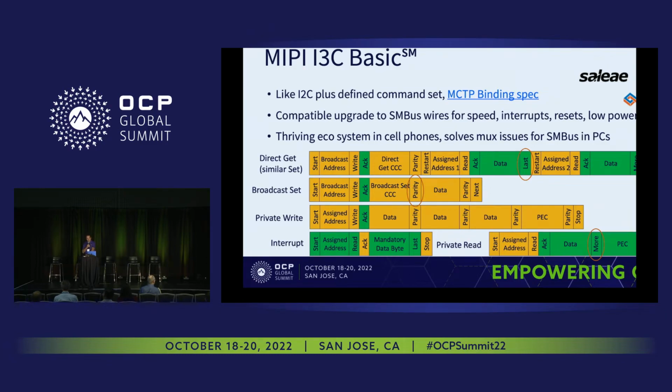For example, the first line there where it says last, instead of sending a parity bit, which requires the bus to switch directions and slows things down, we're just going to send whether there's more bits coming or not. And when the other direction is sending, you see in the gold one line lower, it's going to use that position to send parity for extra error correction. All right, so this I3C BASIC is already a thriving ecosystem in cell phones. It solves the MUX issues on PCs, and it's compatible with SMBus for the things shown there, like speed, interrupts, resets.